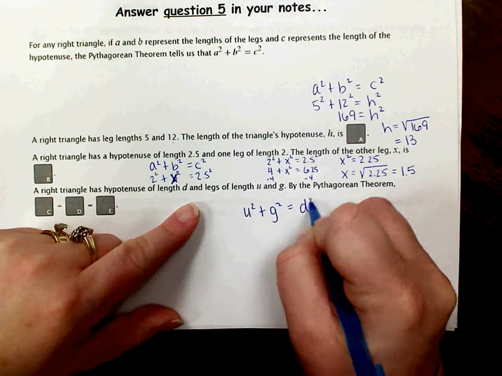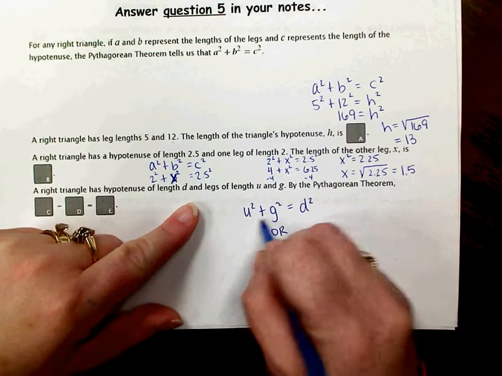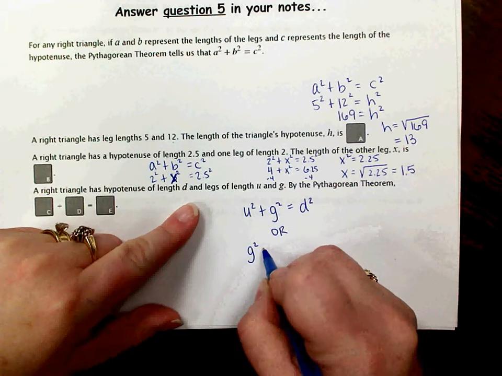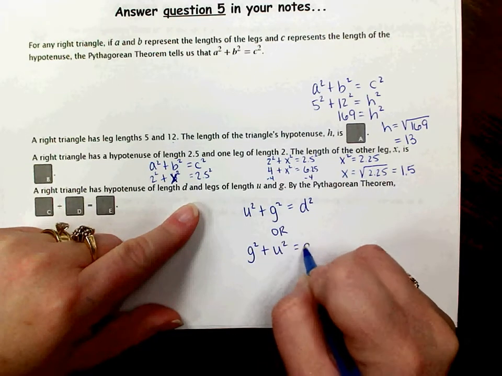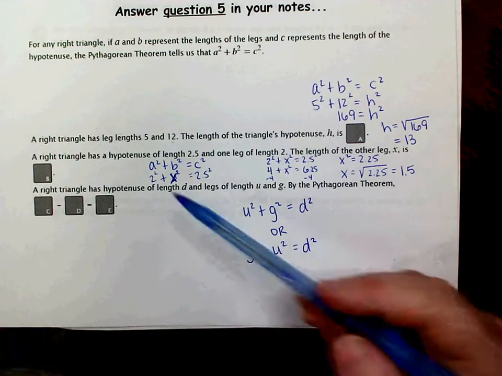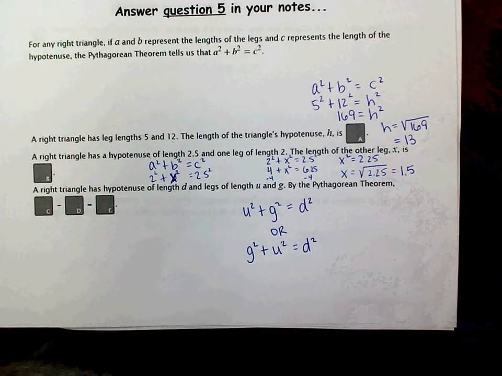Or remember, the legs can be in any order. You could write that as G squared plus U squared equals D squared. But the hypotenuse has to be squared on one side of the equation by itself. That's the important thing.